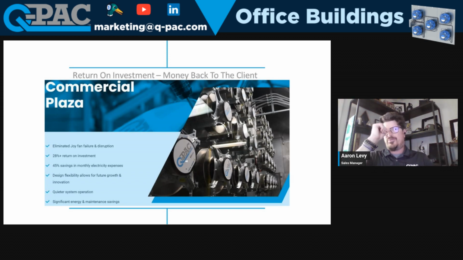I want to say it was 48 fans for this one particular giant air handler. They ended up with like a 28% ROI, 45% savings month to month. HVAC is a huge drain on your electrical system, so if you can improve that, you can get a lot of tax credits back. A lot of states and cities will offer that if you can do some energy savings.